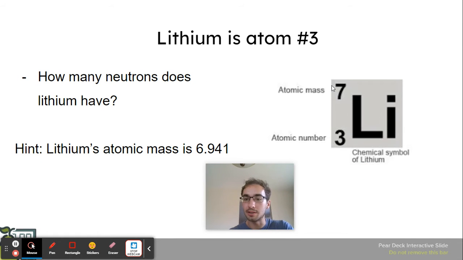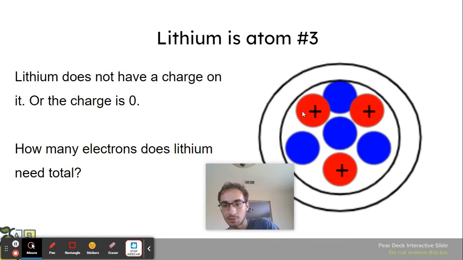So remember, the atomic mass is up here, and that's the total weight. And to get the total weight of lithium, they take the protons plus the neutrons. So to figure out how many neutrons it has, you take 7 minus 3. That'll give you 4. So there's 4 neutrons. So lithium has 3 protons, 4 neutrons.